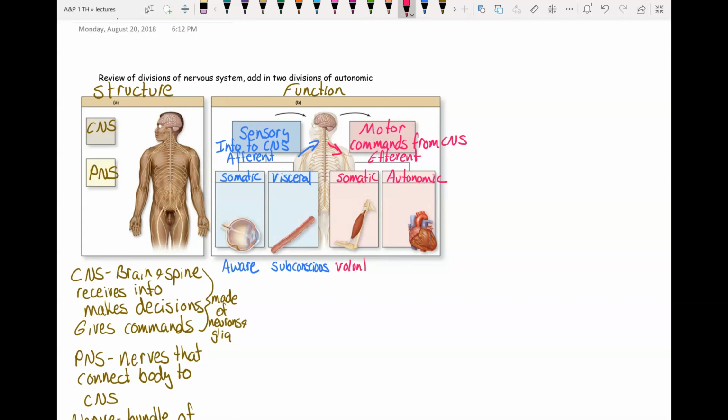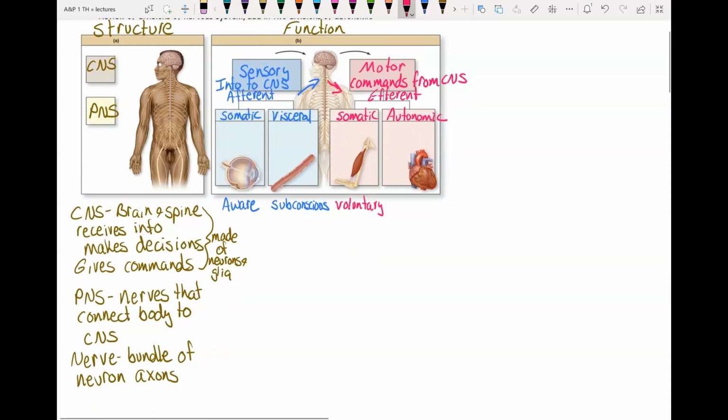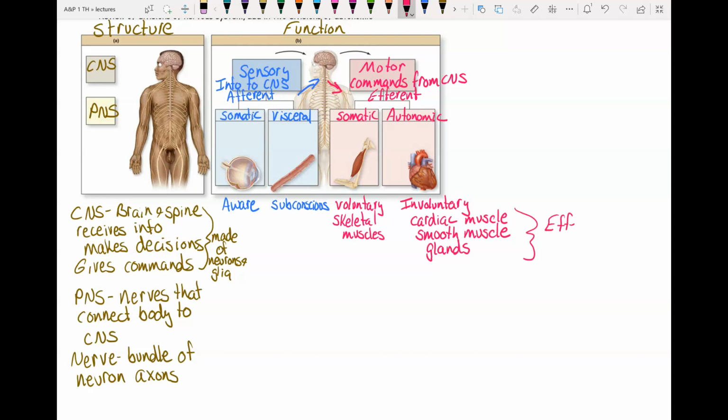Somatic is voluntary. The only thing in your body you have voluntary control of is your skeletal muscles. Autonomic is involuntary. So these are the commands that your brain is giving, but you're not consciously deciding these commands. And the effectors for involuntary are cardiac muscle. That's why you see a picture of the heart there as the example. Smooth muscle, such as your blood vessels, your digestive system, and your glands, like sweat glands, salivary glands, tear glands. All of these things, skeletal muscles, cardiac muscle, smooth muscle, and glands, these are all effectors. Effectors are the body part that receives the command.